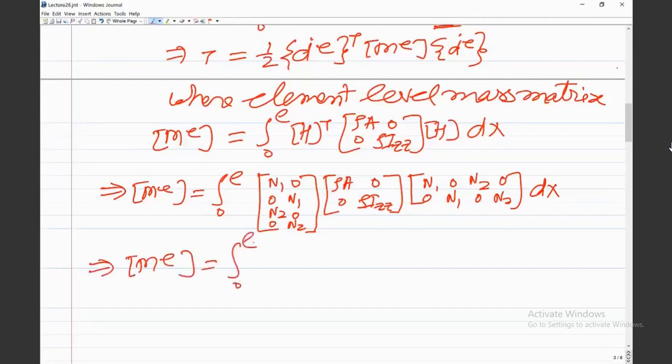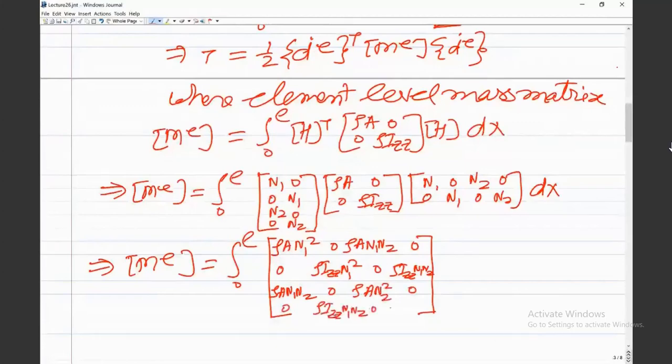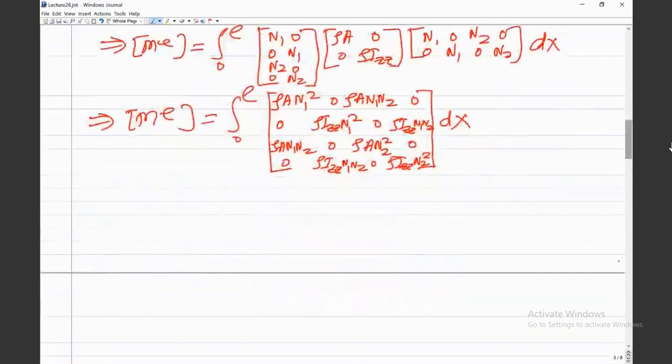So if you multiply all of these, you will see that you get this ME mass matrix as integration 0 to L, and this is going to be a 4 by 4 matrix, and the elements would be: rho A N1 square, 0, rho A N1 N2, and again 0, and then 0, rho into Izz N1 square, 0, rho into Izz N1 into N2, and then rho A N1 N2, 0, rho A N2 square, 0, and then 0, rho into Izz N1 N2, 0, rho into Izz N2 square. So this is what you will get.